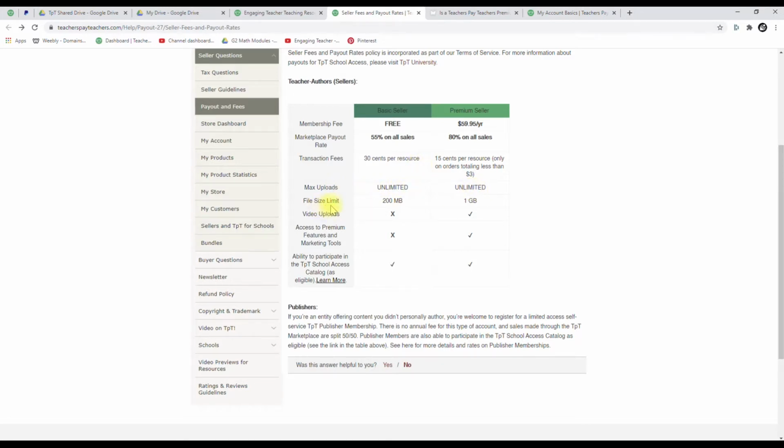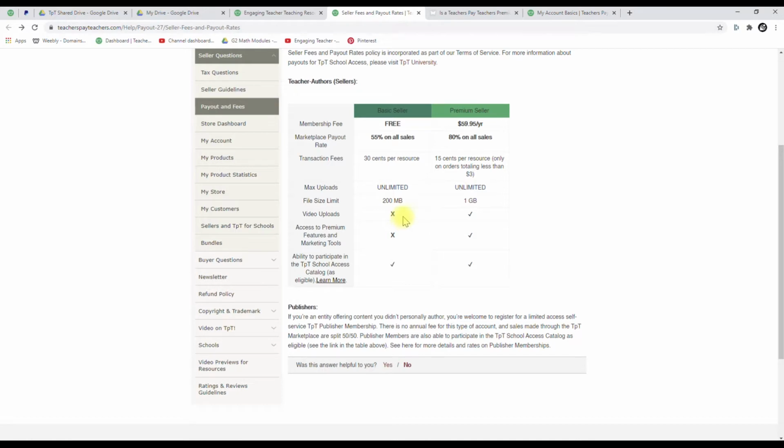The file size is another big one. If you are a free seller, you can only have a 200 megabyte product. Versus premium is 1 gigabyte. They don't allow video uploads for basic sellers, again, because I'm sure that takes up space on their servers and that costs money. So they've got to have some kind of income for that.